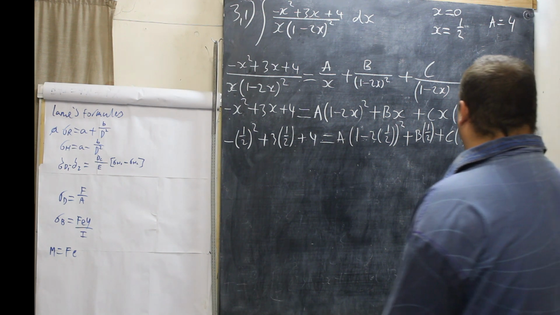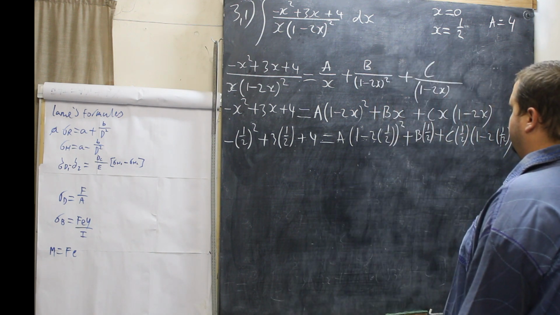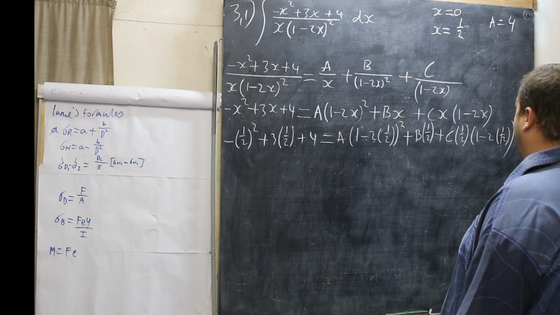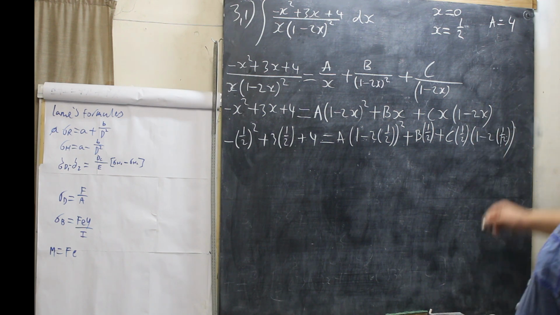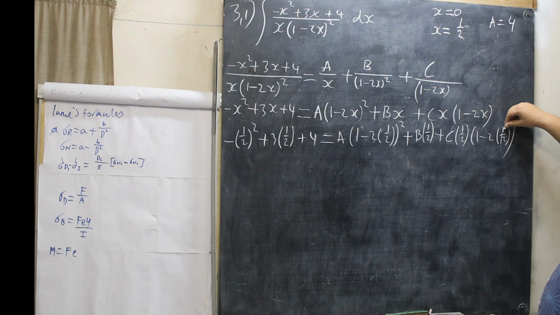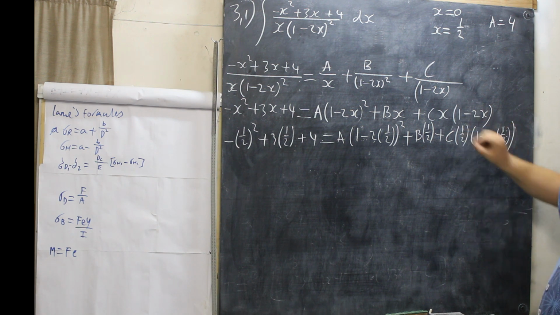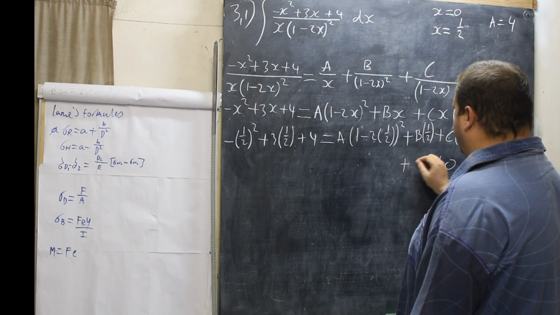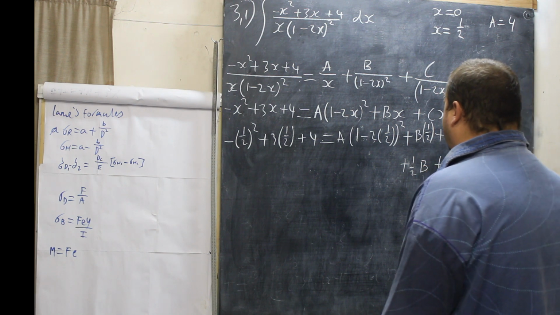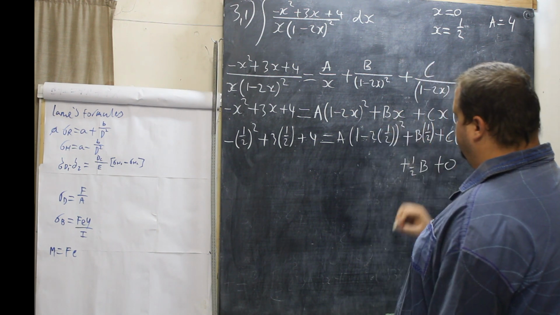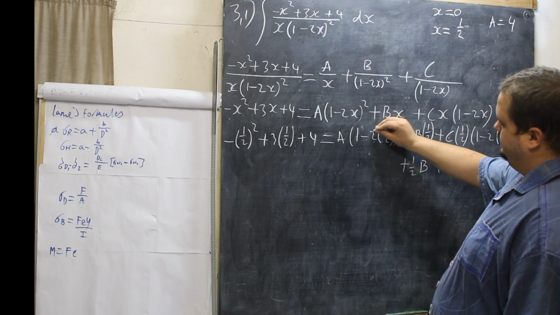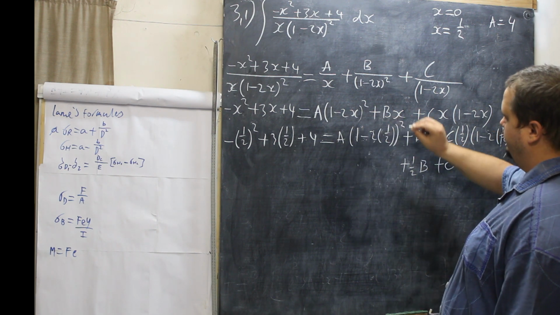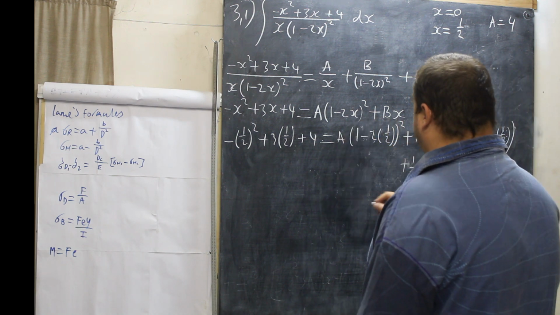Now, what we are going to be left with is this is equal to 0. Let's see what will be 0. So 2 times a half is 1. 1 minus 1 is 0. 0 times a half is 0. 0 times C is 0. So plus 0. A half times B is a half B. And a half times 2 is 1. 1 minus 1 is 0. 0 squared is 0. A times 0 is 0.